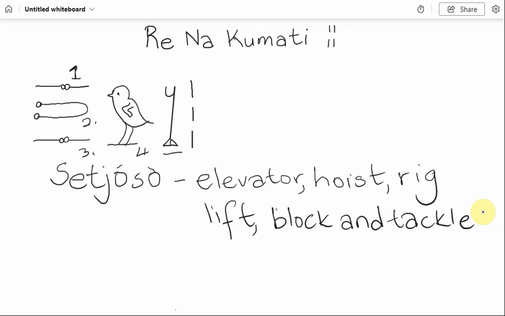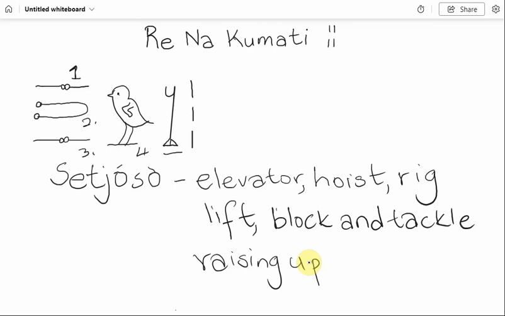Now you will find that in linguistics, they use the word raising up, right? There's nothing wrong with that. But Setjoso in this case is actually the very act of lifting up, or even the object itself that lifts up. It's an elevator, a hoist, a rig, a lift, a block and tackle.